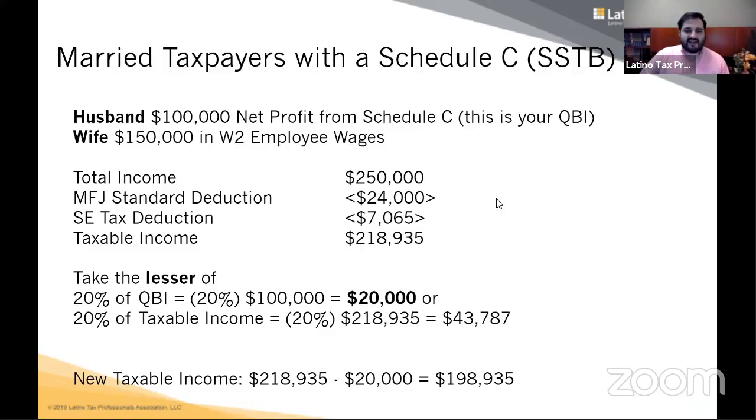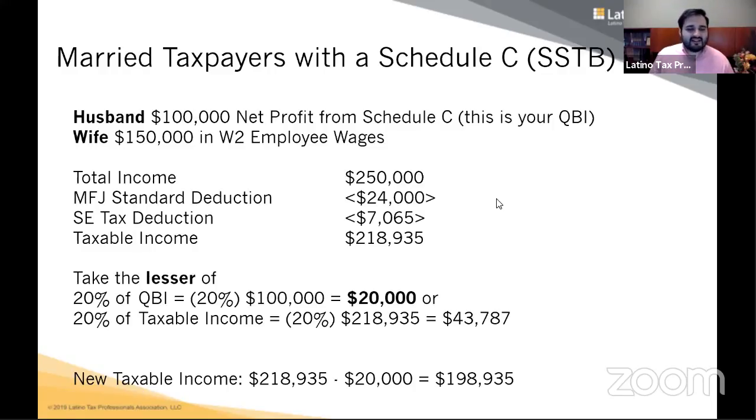Subtract self-employment tax deduction. The taxable income of this couple is $218,935. Is that below the threshold? If you're married, remember, the threshold is $315,000. So $218,935 is less than $315,000. Again, in this example, even though they made more money together, they're still below the threshold. So beautiful. It's all good.